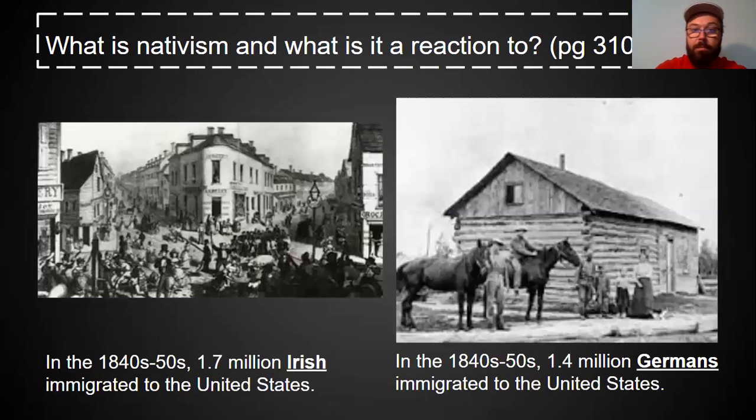The two places where most of these immigrants are coming from are Ireland and Germany. So let's talk about each of those real quick. In the 1840s and 50s, 1.7 million Irish immigrated to the United States. During that same time period, about 1.4 million Germans immigrated. It's important to differentiate these two groups, okay? The Irish are coming here for economic reasons. They're fleeing Ireland because things are really bad there. Their economy is in really bad shape. I think this is when the potato famine was. I don't know, you guys can correct me on that one. But they are coming here for work.